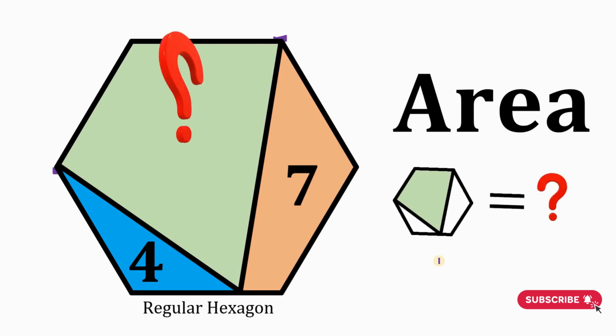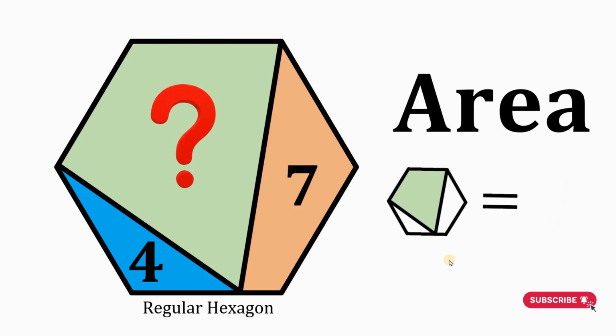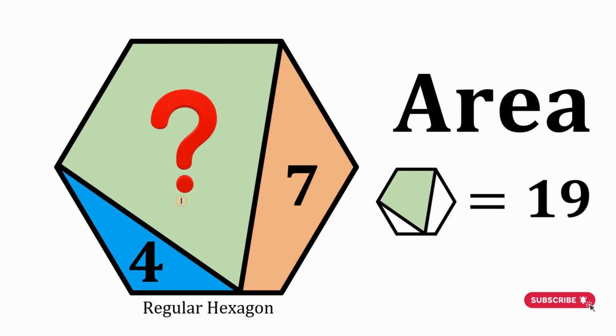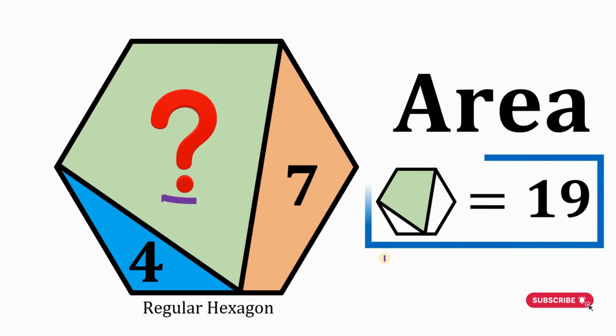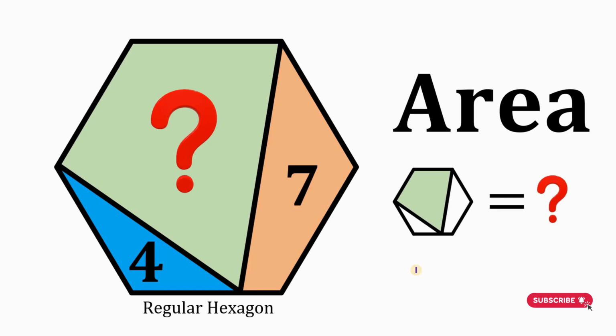Now pause this video right now and see if you can answer this question, because I will show you the solution and the answer in 3, 2, 1. Alright, the answer to this question, the area of this region shaded in green, simply equals 19 square units. Now the question is, how do we get 19 square units? So let's find out, and here's the solution.